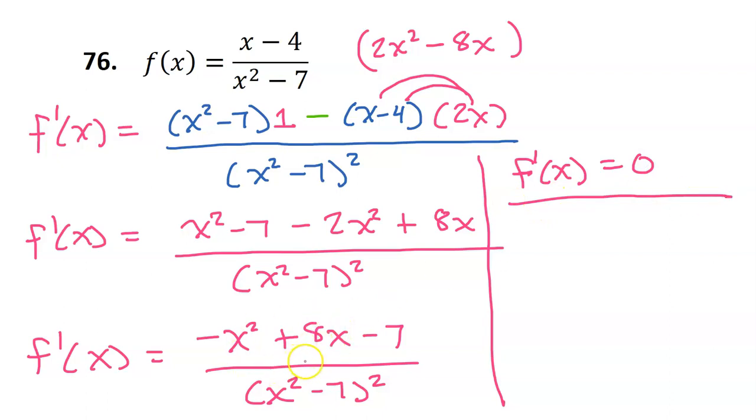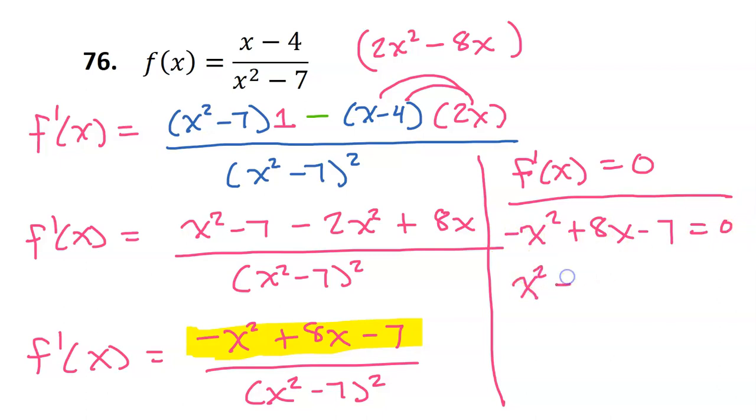A fraction is only going to equal 0 if the numerator is equal to 0. So this boils down to the equation negative x squared plus 8x minus 7 equals 0. So we're going to solve this by factoring. I don't like having a negative leading coefficient, so let's multiply everything by negative 1. So this will give us x squared minus 8x plus 7 is equal to 0. Let's see if we can factor this.